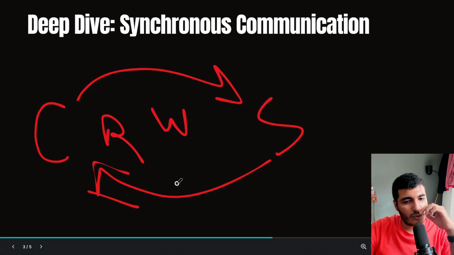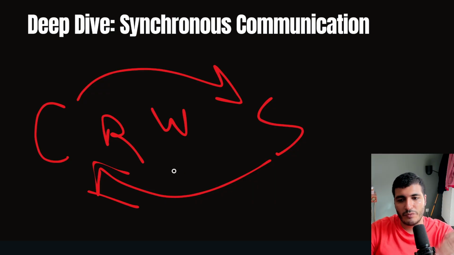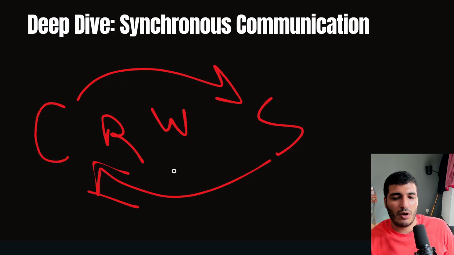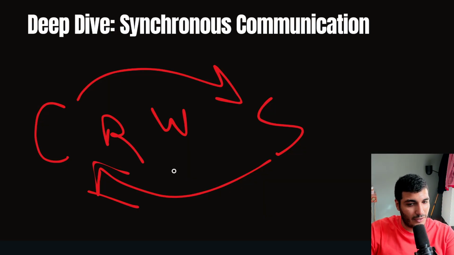Number three, strong consistency. It's generally easier to maintain strong consistency with synchronous calls as the client waits for confirmation. But what are the cons? First, we have tight coupling: the sender is directly dependent on the receiver's availability and speed. If the receiver is slow or down, the sender is blocked. Number two, blocking: the sender's process is blocked, consuming resources while waiting. This can hurt responsiveness and overall throughput.